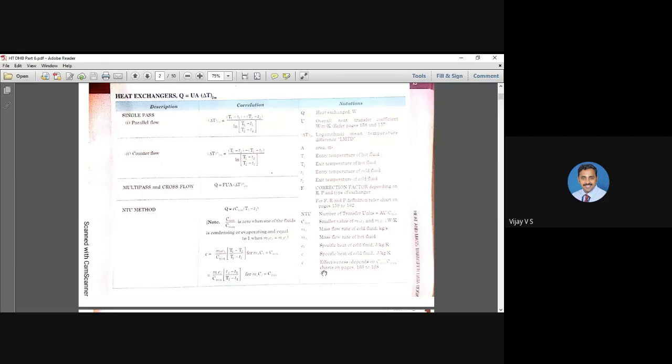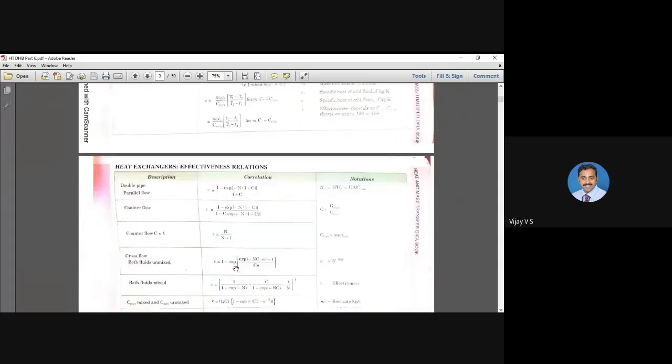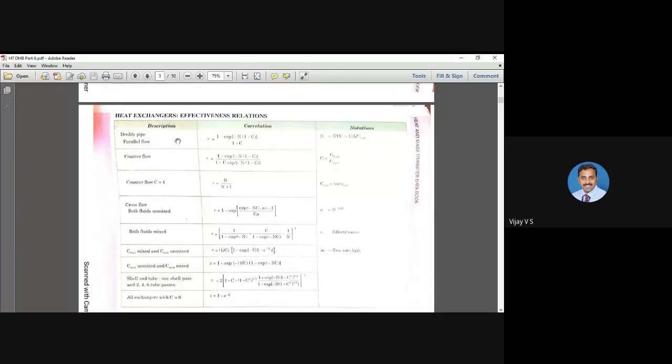And all these notations they have given. Finally you can see here the effectiveness formula and how to use it. The first formula you can use with MH into CH, this product is nothing but CH. You can use the first formula if MHCH is equal to C minimum, or you can go with the second formula if MCCC is C minimum. So that is the effectiveness formula. It is also available, you should just know how to use it. Now the relation between effectiveness and NTU. For parallel flow, this is what we derived in the previous class, 1 minus e power minus NTU into 1 plus C divided by 1 plus C.